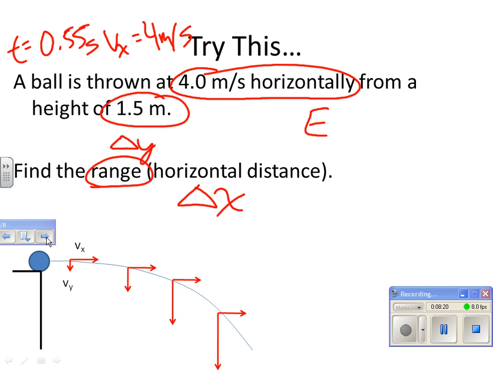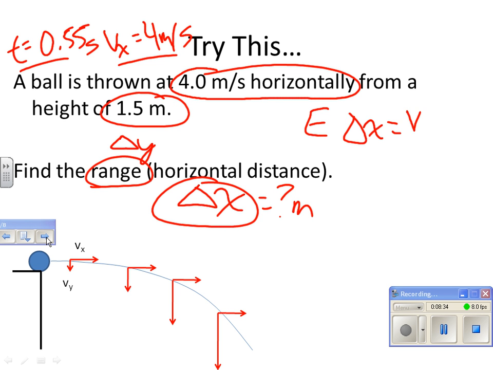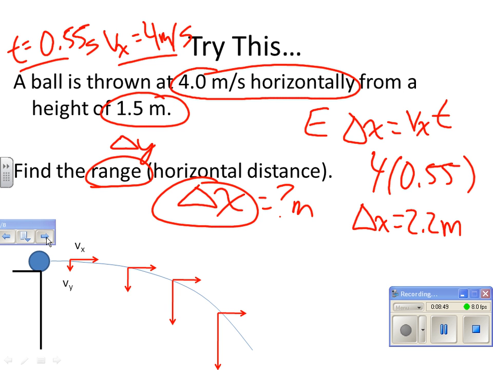We need an equation that's going to help us find the range. So we have to find an equation with delta x in it. We have time and velocity in the x direction, so we use delta x equals v sub x times t. v sub x, like we said, is 4, and the time is 0.55. Multiply those together, and we get delta x equals 2.2 meters. So that is the horizontal range, or how far it would go in the x direction.